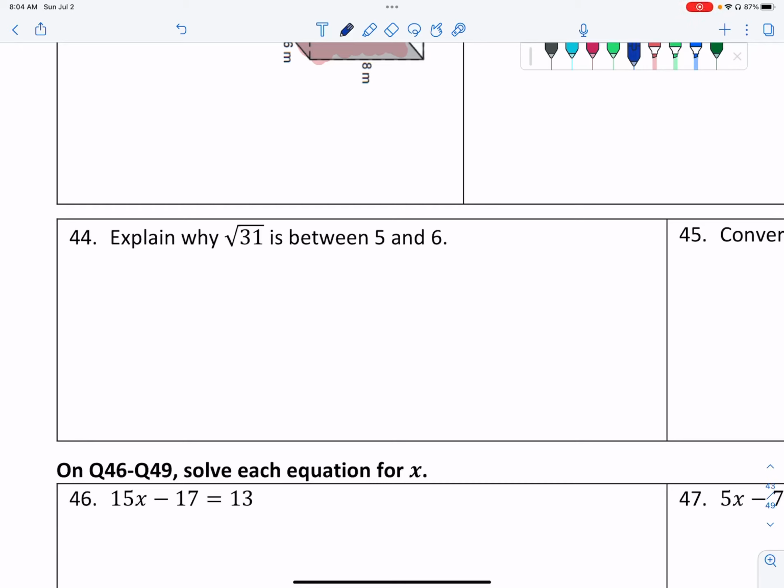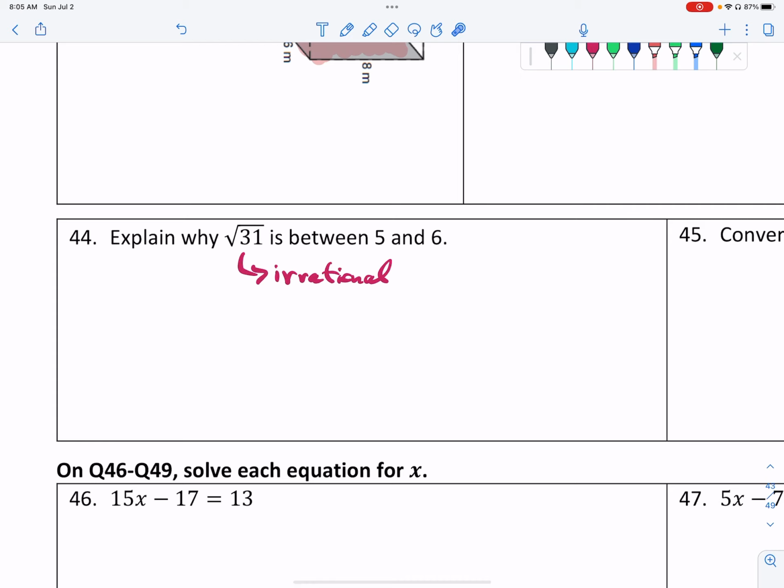Number 44, explain why the square root of 31 is between 5 and 6. So let's talk a little bit about square roots. Now the square root of 31, this is an example of an irrational number.